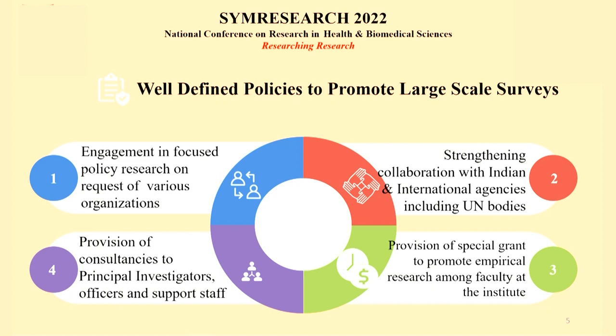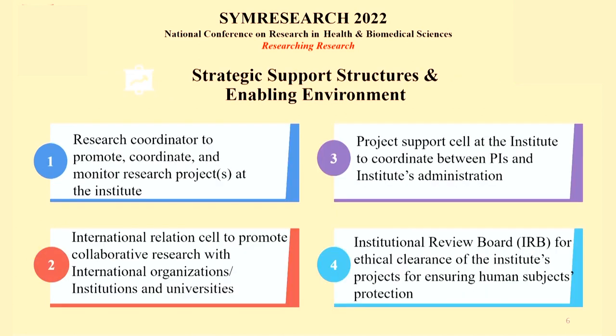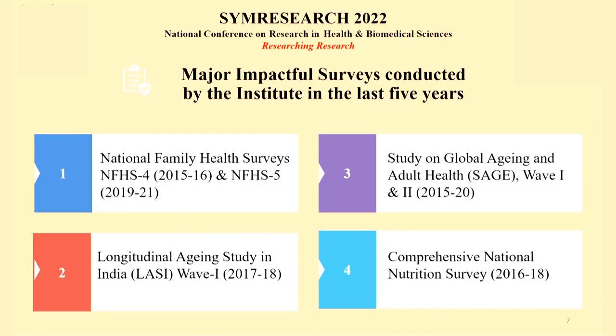These are the four-prong strategies, which provide a support system and create a very good enabling environment to be successful in this marathon task. As a strategic support structure, we have research, which most institutions have. These are the four most important national-level large-scale surveys on health, which have given policy orientation and policy research. Most important is the National Family Health Survey, where I am associated, and I will mostly talk about that.